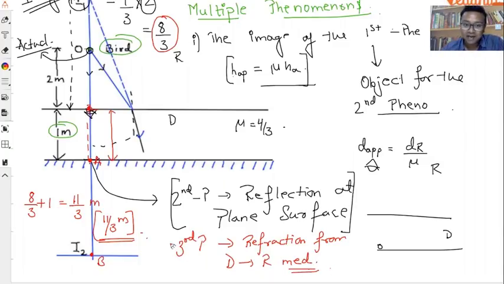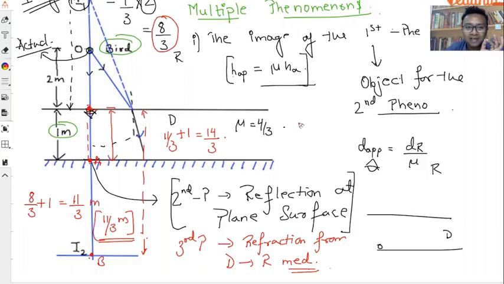Now let me take up a fresh page. In that, this distance we now know is 11 by 3, isn't it, students? From the plane reflecting surface, this distance is 8 by 3 plus 1, so that's 11 by 3. So from here to here it is 11 by 3. Now for the refraction at this surface, you add another one, and the net depth is 11 by 3 plus 1, so that is 14 by 3, students.